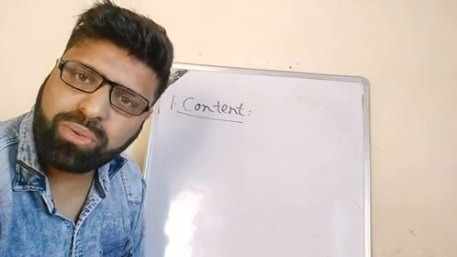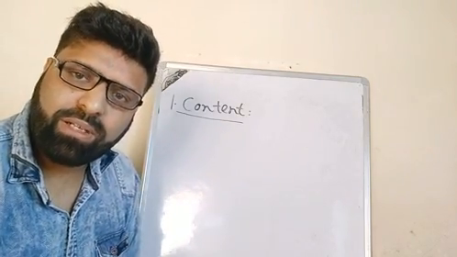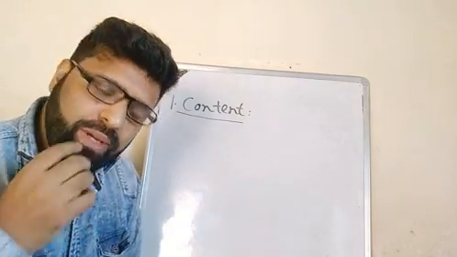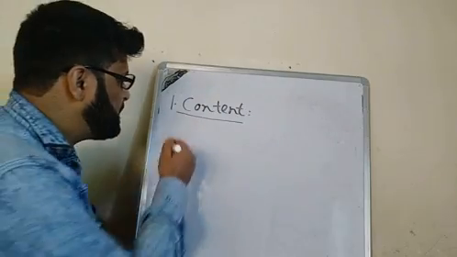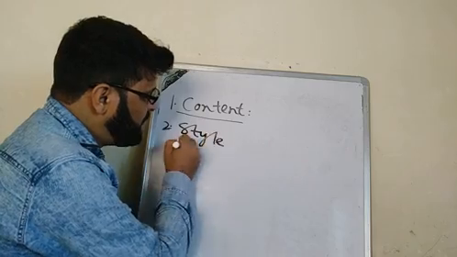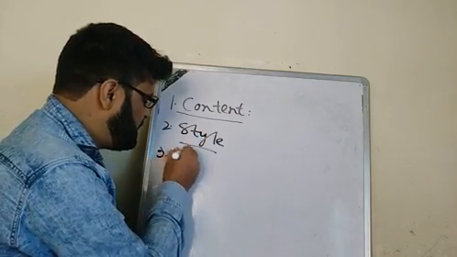I have already told you that in order to categorize or classify genres of literary pieces, we have to consider three things: content, style, and the last one is form.